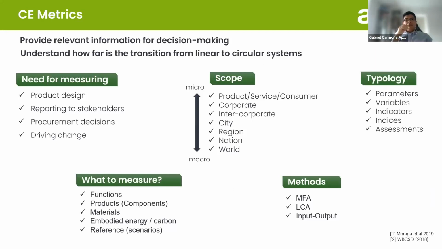So in terms of circularity metrics, we have basically what is the purpose of them. The idea is to provide relevant information for decision making, and understand how far is the transition from a linear to a circular economy. So 5 aspects to consider in those metrics. For example, what is the need for measuring? It could be for product design, for reporting to internal or external stakeholders, to support procurement decisions, or for driving change, which is what we're trying to do here at ASI.